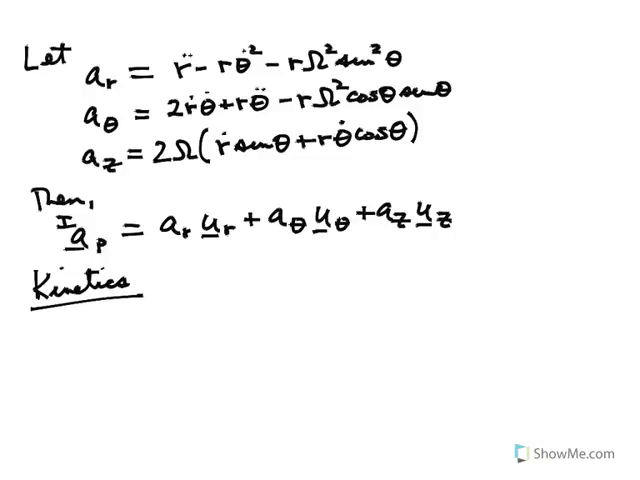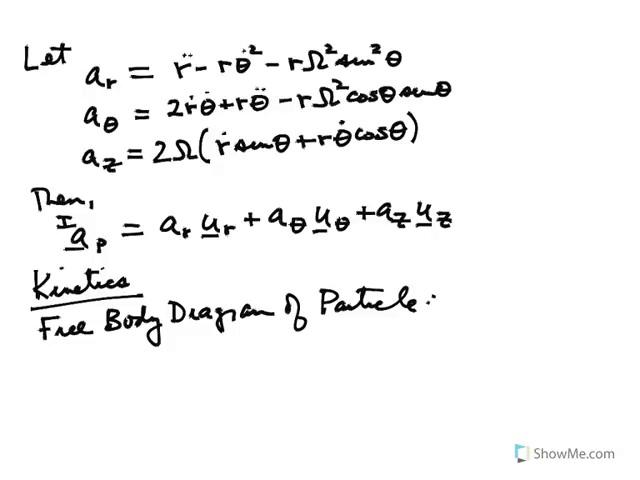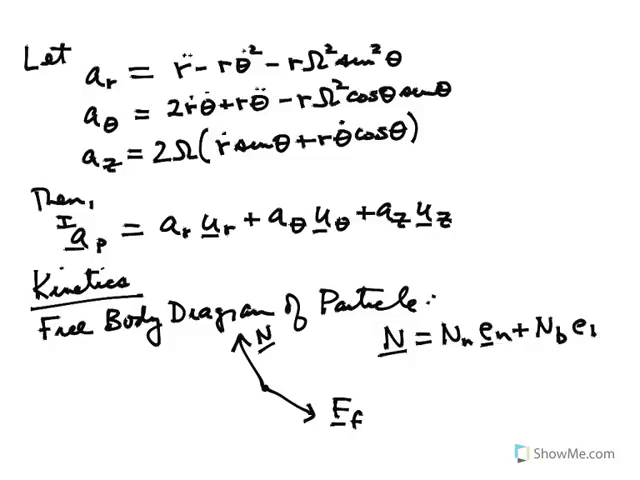So in the kinetics part of this problem, the first thing I need to do is draw the free body diagram of the particle. So what are the forces that are acting on this particle? Well, let's see here. I have the force of friction, and I also have a normal force. I don't know what direction this normal force acts, but I have a model for it. I know that the normal force has two components, one along the principal unit normal and one along the principal unit binormal to the track.